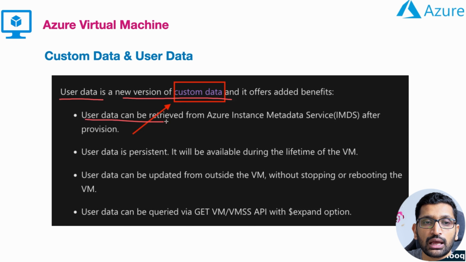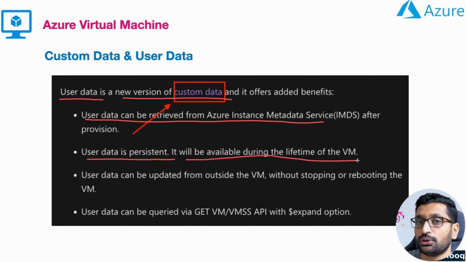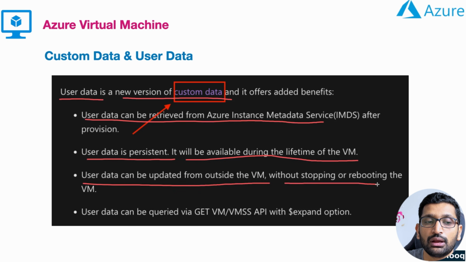So user data can be retrieved from Azure instances using the Azure Instance Metadata Service, which is the IMDS service, through which you can access the user data from your virtual machine without going into that virtual machine. That's one feature which you get with the user data. And this user data is persistent. It will be available during the lifetime of your virtual machine. So once you provision a virtual machine using the user data, that user data script will be available throughout the lifetime of that virtual machine, unless you destroy and delete that virtual machine. Thirdly, the user data can be updated outside the VM without stopping and rebooting the VM.